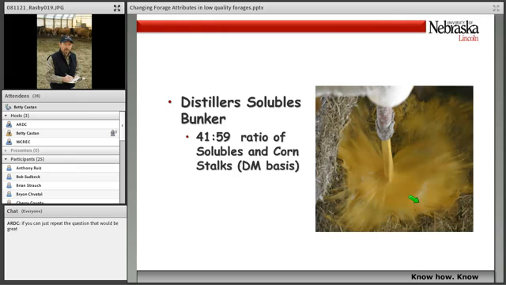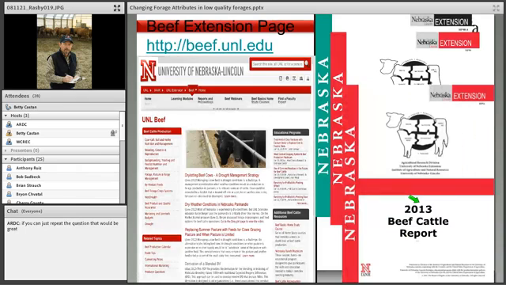Those would be the wet distiller's grains. You can also do that with solubles. Sometimes in the summertime, you can get solubles extremely cheap, and they can also be put into a bunker or ag bag. If you're going into a bunker, the ratio that we've used and works pretty well is 41% solubles and 59% corn stalk residues. Putting it into a bunker, it packs extremely well, stores good over the summertime, and can be fed in the wintertime. This is our beef website, beef.unl.edu.